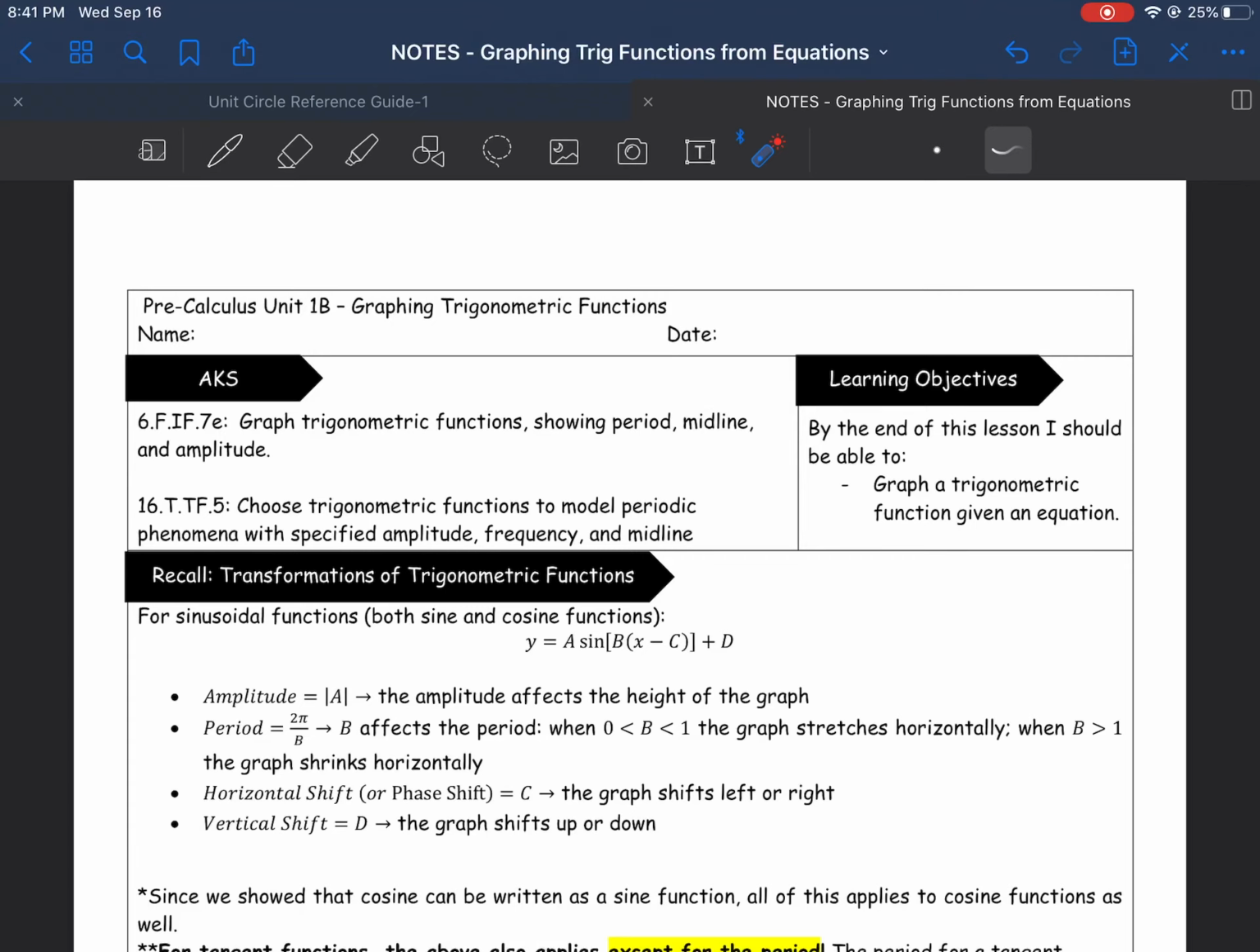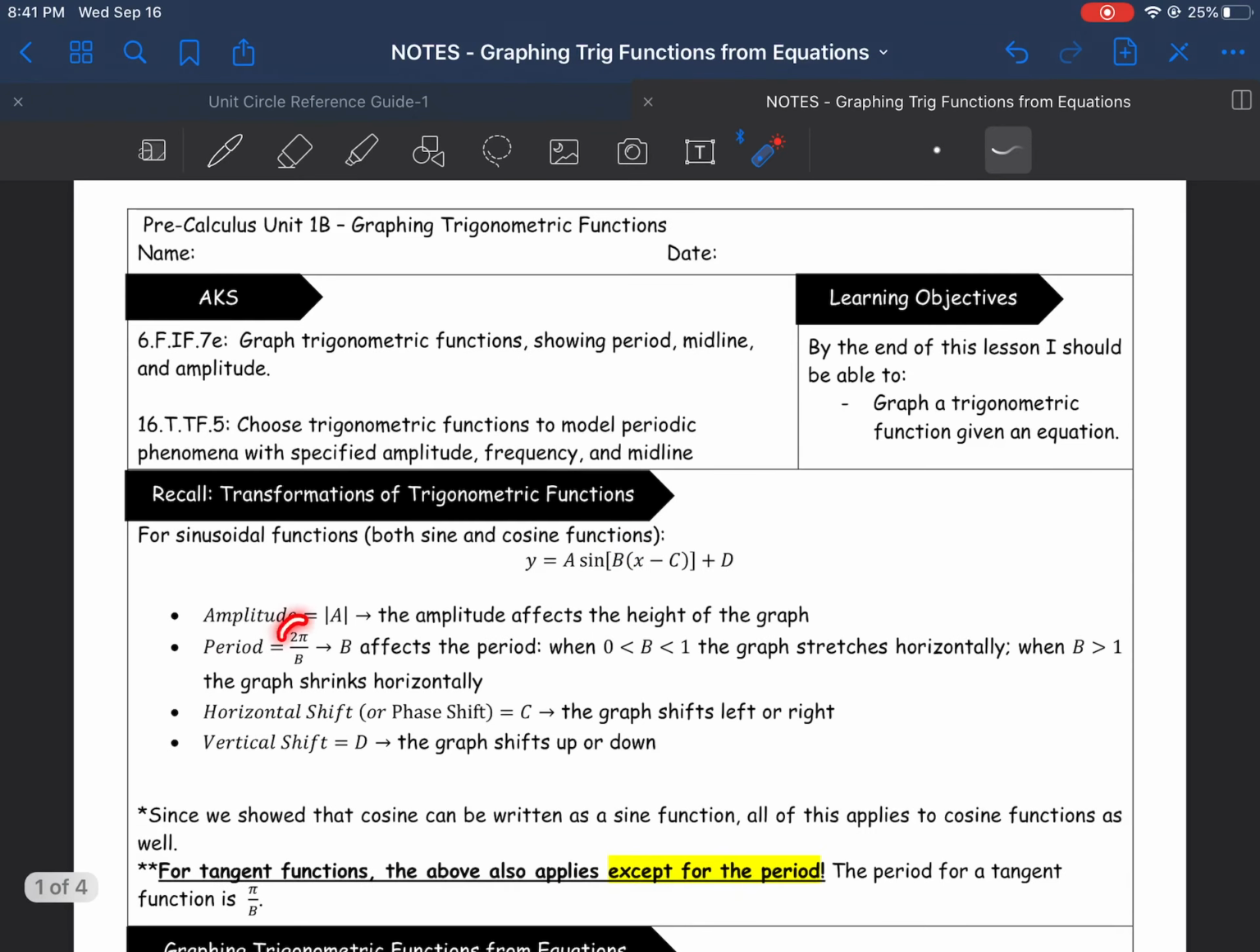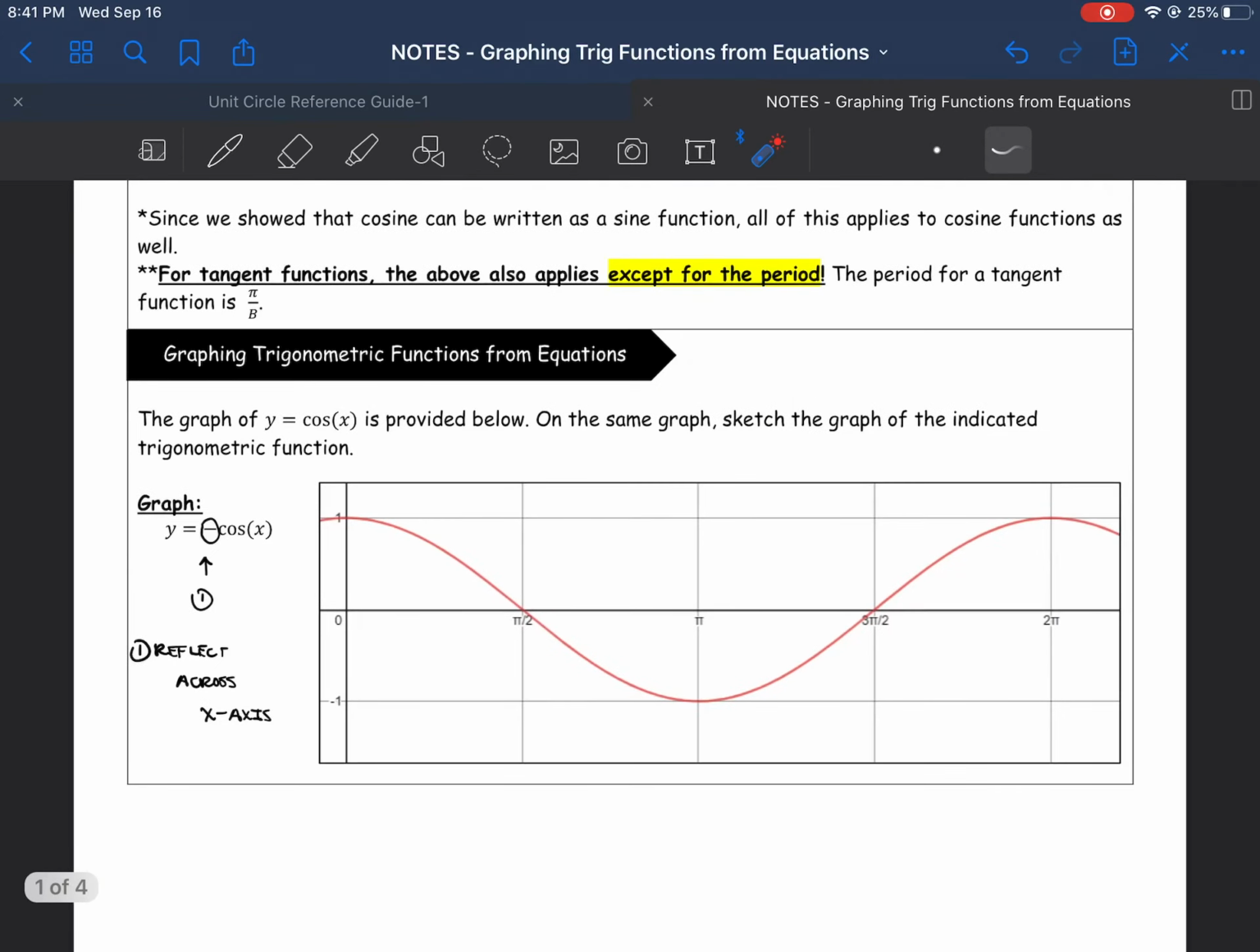We understand that the B term is related to the period, and the period for sine and cosine is 2 pi divided by B, and for tangent, the period is pi divided by B. We know that C represents the phase shift, or the horizontal shift, where we take our trig function graph and shift it left or right. And D represents the vertical shift, where we shift the graph up or down. Okay, so let's go ahead and get some examples under our belt.